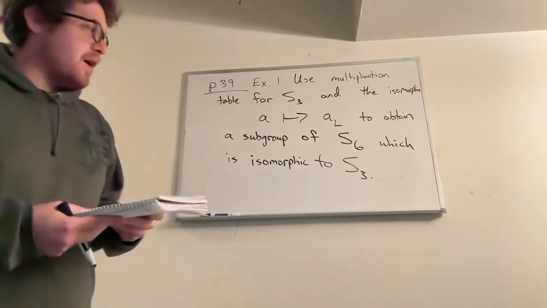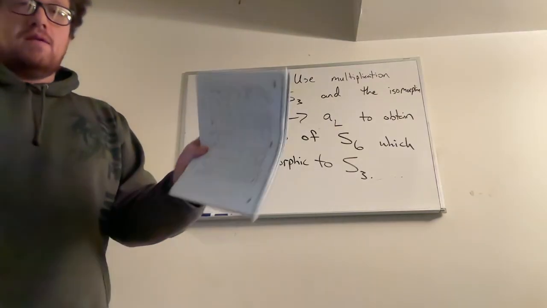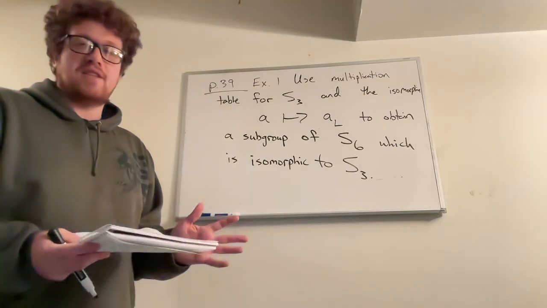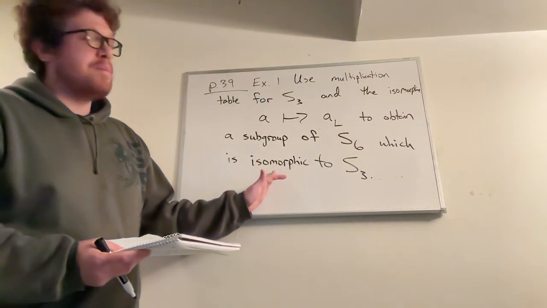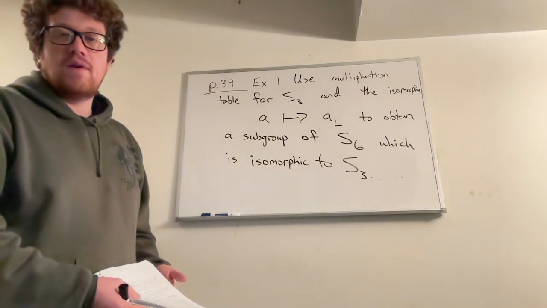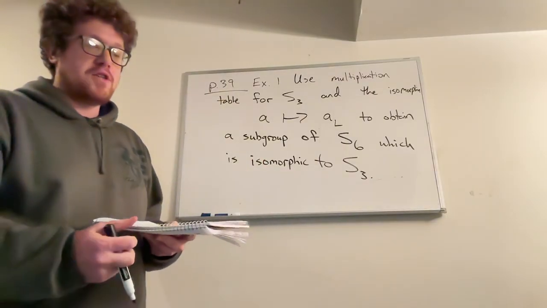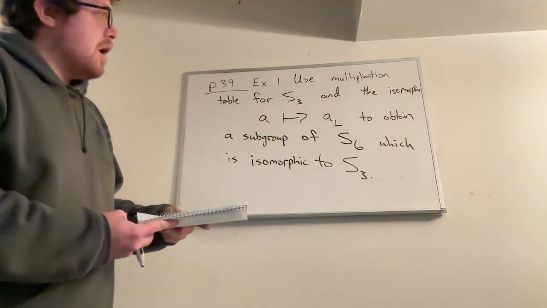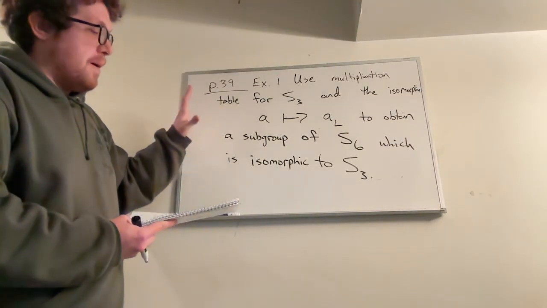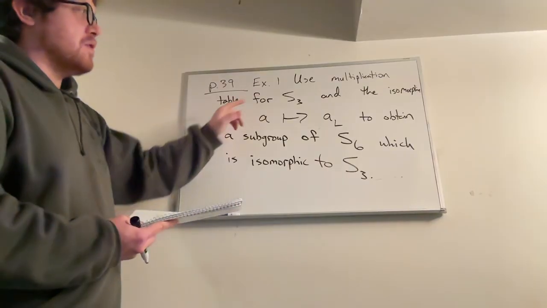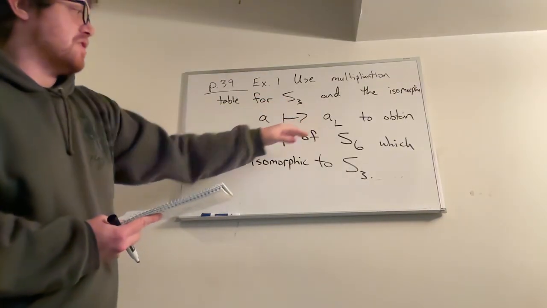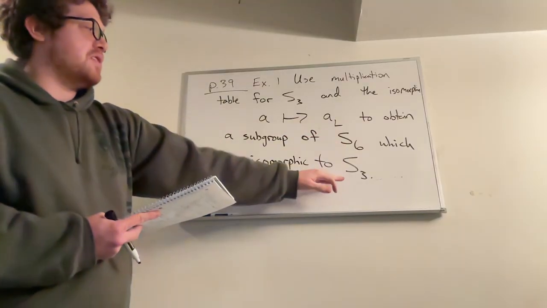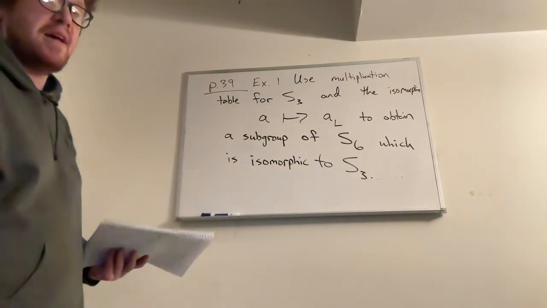So let's do that real quickly. I already did it in my notes here, but I'll write it for you. And like I said, if you're watching this later, please pause the video, go back and reread the statement, or go to the book, page 39, exercise 1, and reread the problem. But I'm going to erase this now, and we're going to write down the multiplication table for S3, and then we'll answer this question. We'll try to figure out what the subgroup of S6 isomorphic to S3 is, according to Cayley's theorem.